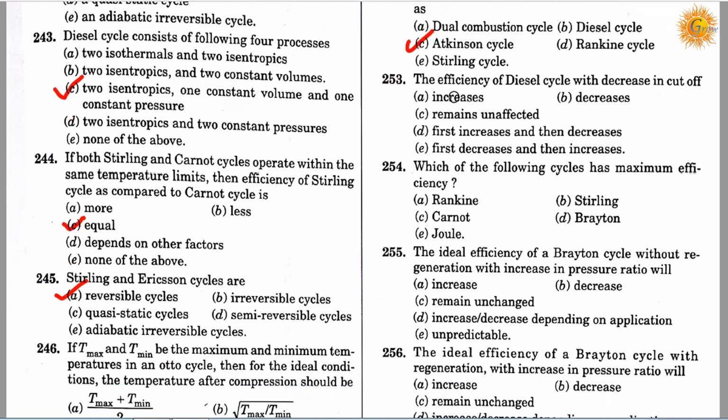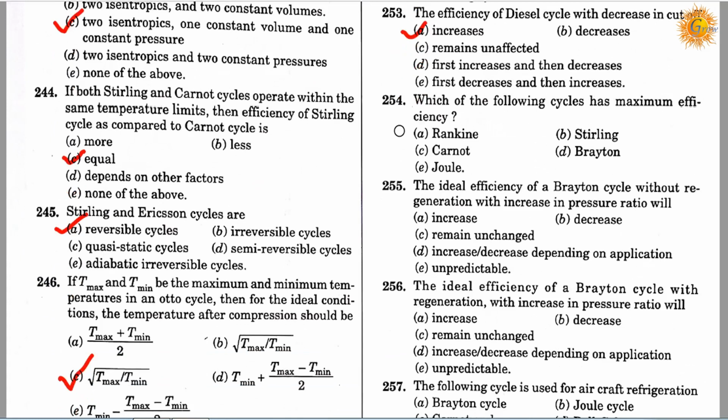Question number 253. The efficiency of diesel cycle with decrease in cutoff will: option A, increase; option B, decrease; option C, remain unaffected; option D, first increase and then decrease; option E, first decrease and then increase. So correct answer is A, increases. Efficiency of diesel cycle with decrease in cutoff increases.